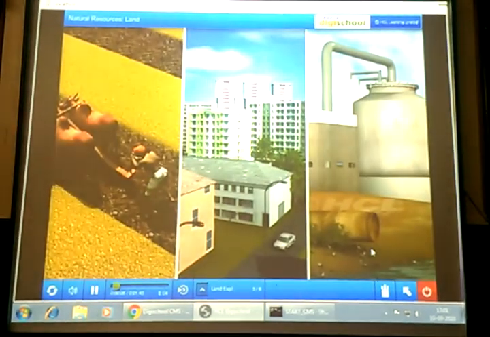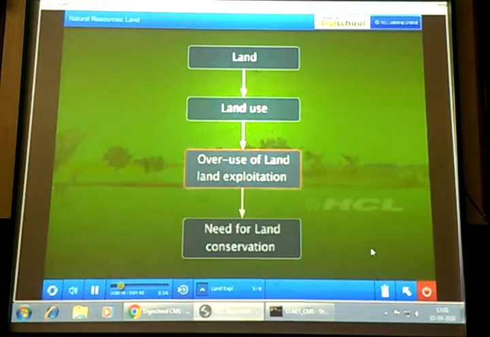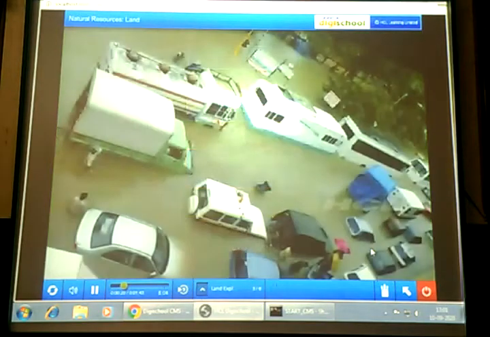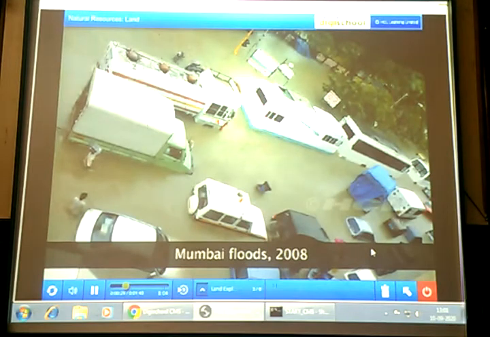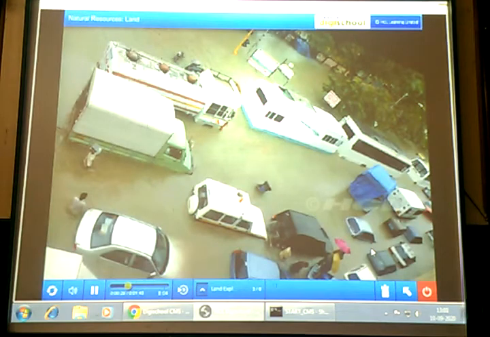We have seen the different ways in which we use land. But what happens when we overuse this limited resource? Take a look at this image of the floods in Mumbai in the year 2008. What do you think was the reason for the waterlogging during the Mumbai floods?